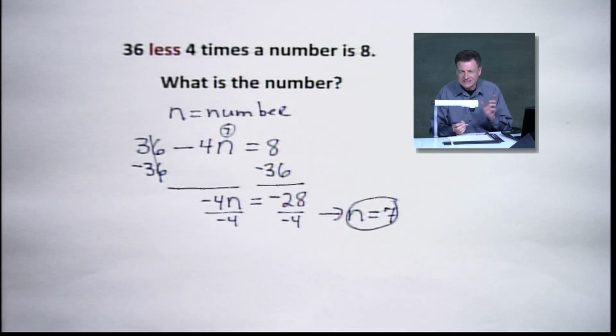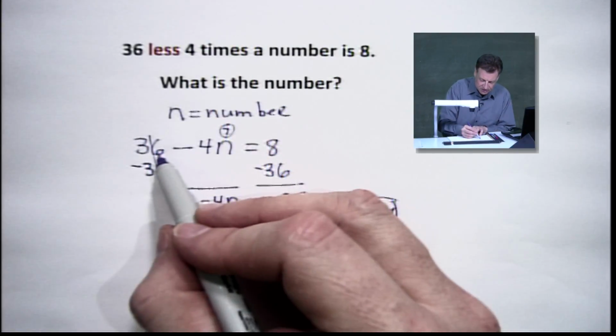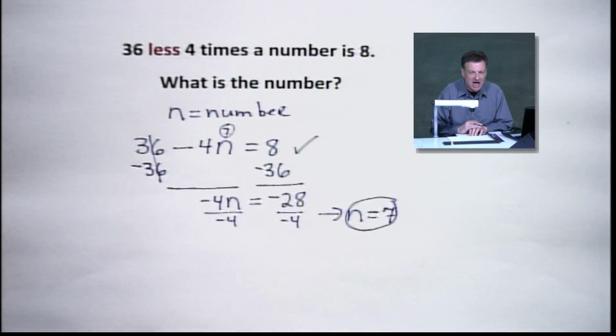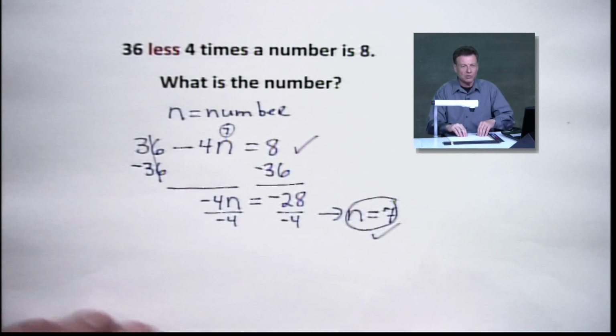That's going to be 4 times 7, which is 28. And I'm going to say 36 minus 28, does it equal 8? It does. It does. So this answer does check out in a good way.